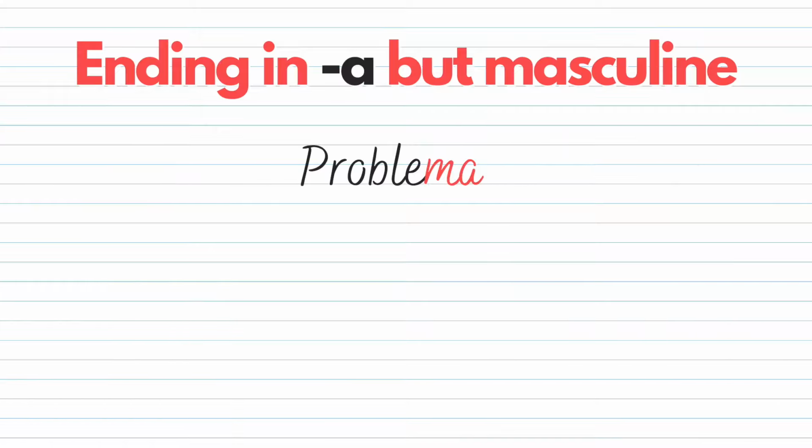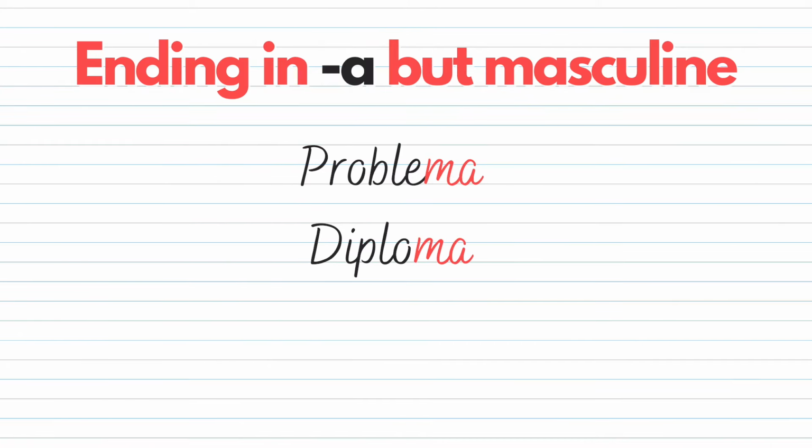To be more specific, I'm not just talking about words ending in A, but rather M-A. One of the most common mistakes students make in Italian is considering the word problema, problem, feminine. No, actually, problema is masculine because it ends in ma. So you would say il problema, the problem. It's masculine. And then the same for diploma, diploma, and programma, programma. So, not all the time, but usually, words ending in ma are masculine.